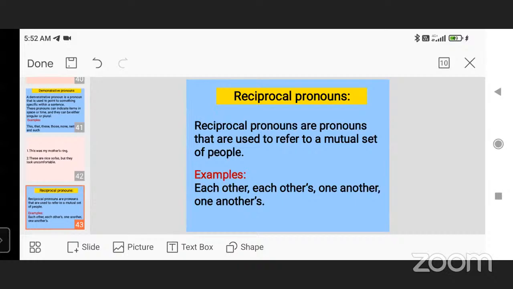Okay, yes, so this is the reciprocal pronoun. Reciprocal pronouns are pronouns that are used to refer to a mutual set of people. For example, there are two persons standing opposite to each other. They are just, yes ma'am, mutual meaning.